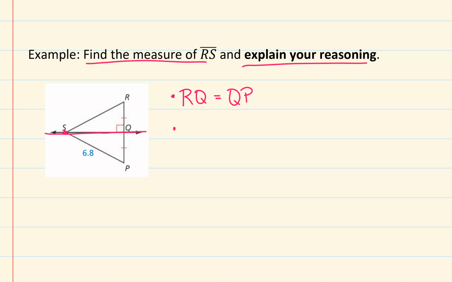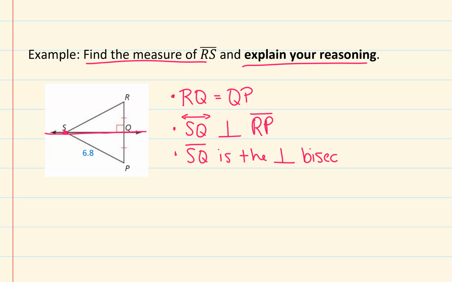So I'm going to write it like this. SQ, which is a line, so it gets arrows over it, is perpendicular to RP, the segment. Those are the two things I know that tell me that SQ is the perpendicular bisector. So once I've written those two things, I'm going to say, I know those two things, so I know that SQ is the perpendicular bisector of RP.